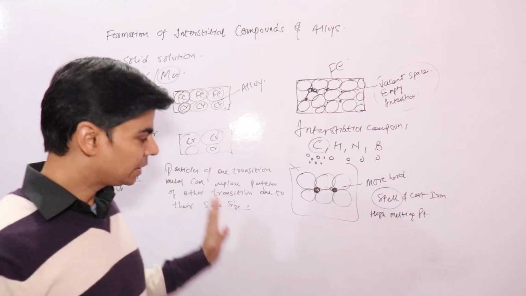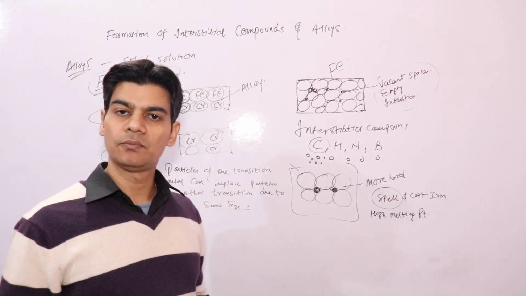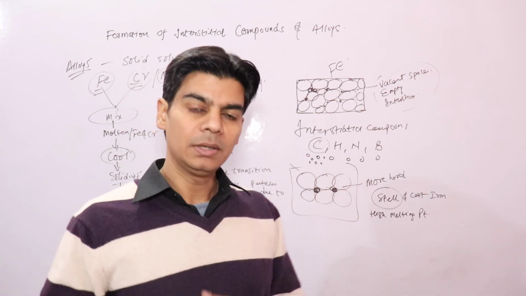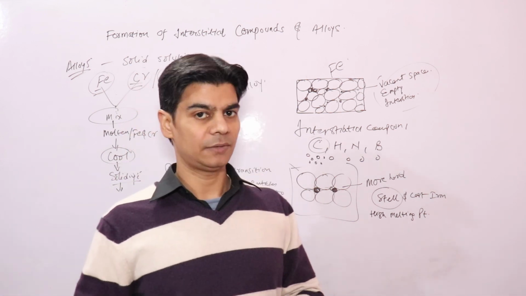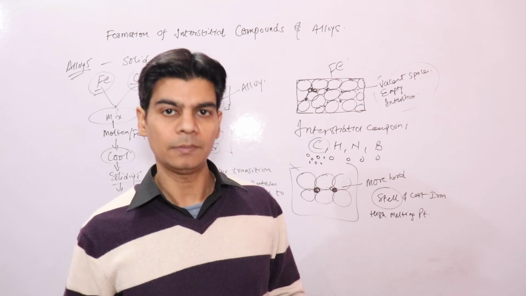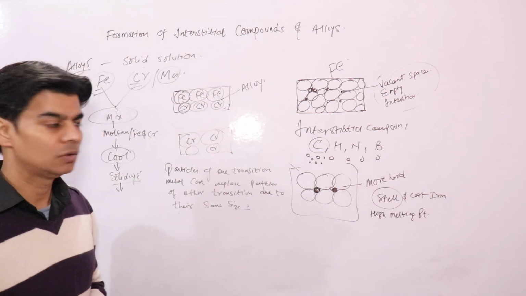So the reason that transition metals can form alloys is because of their same size. Because they have the same size, they can replace one another to form solid solutions. I hope this is clear.